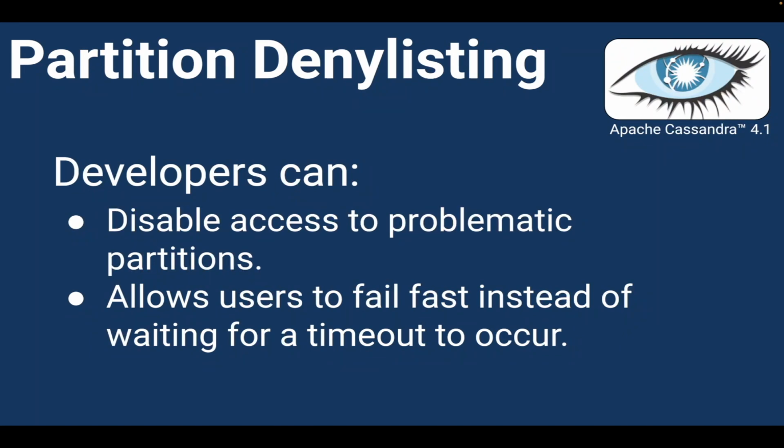Apache Cassandra 4.1 has many great new features. One of them is partition denylisting. Partition denylisting gives developers another tool that they can use to protect their application from problematic partitions. With partition denylisting, developers are able to quickly disable access to problematic partitions, and this allows users to fail fast instead of waiting for a timeout to occur, thus ensuring consistent behavior at the application level.